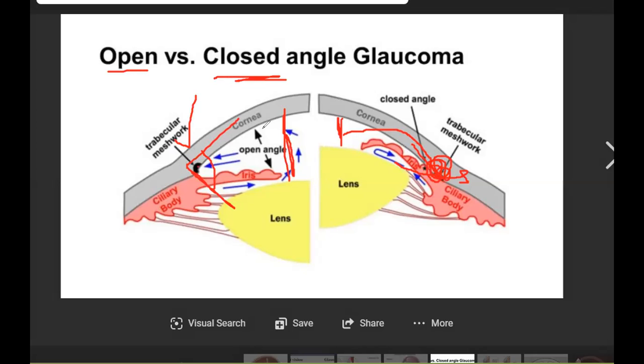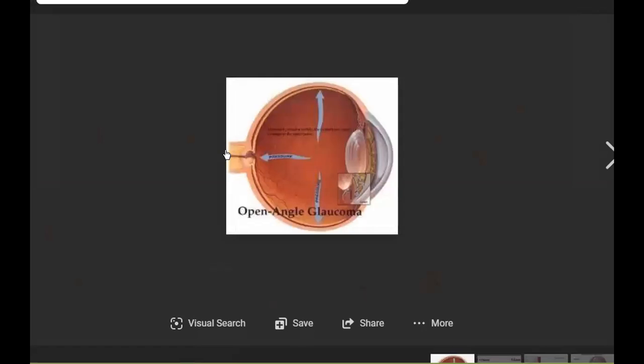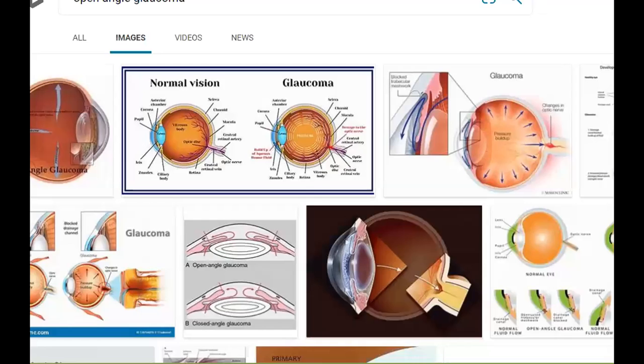The humor cannot flow so easily. So the patient builds up pressure in the vitreous humor also, and there is pressure on the eyeball causing damage to the optic nerve, which is present at the back. The intraocular pressure of the eye will increase.